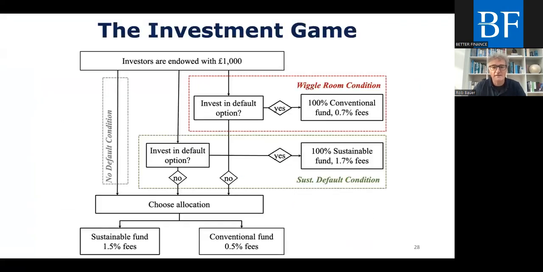So what did the game look like? You already see it. It looks very complicated, but essentially it's quite simple. People who participated were endowed with a real £1,000. Of course, by real I mean that they would get the money. They have to decide on an allocation between a sustainable fund and a conventional fund, where we also created a trade-off. You can see that the sustainable fund that they could invest £1,000 in has 1.5% fees, whereas the conventional fund they could choose to allocate the money to has only 0.5% fees.